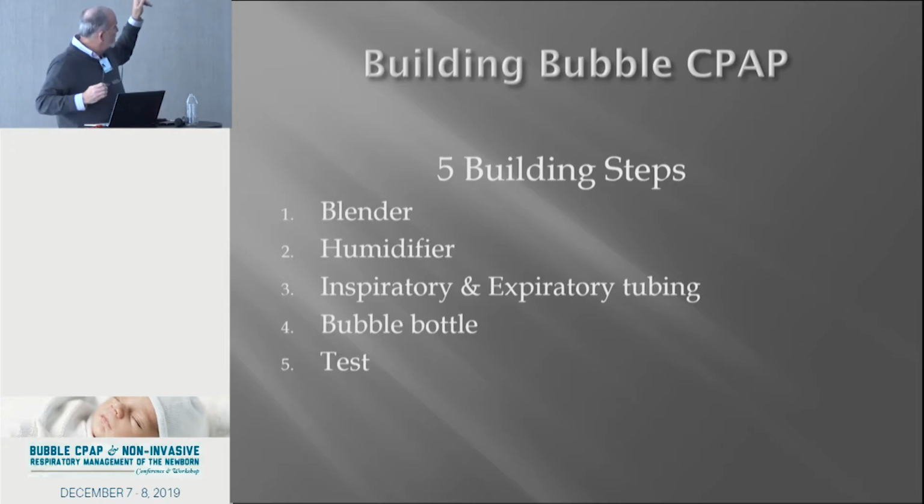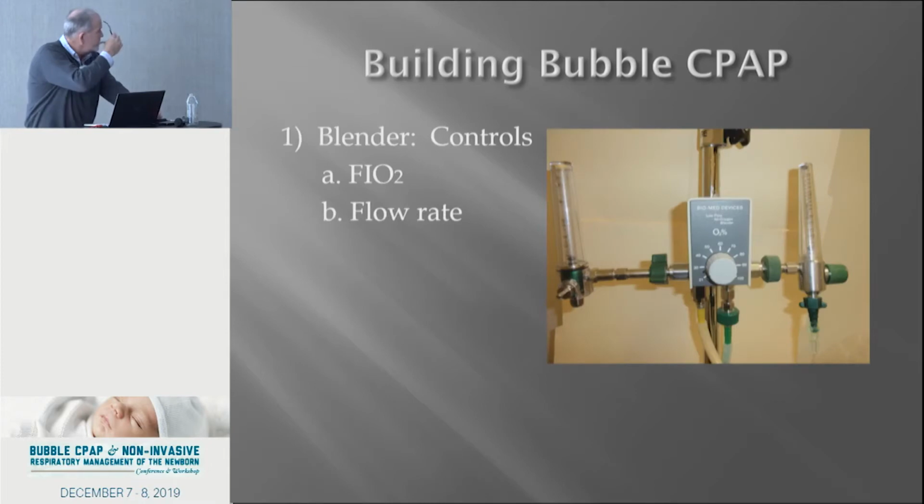So the blender to the humidifier, the inspiratory and expiratory limb, the actual building of the bubble assembly, and then testing it, okay? Start with a blender. In Dr. Wong's slides, he showed you the calculations for making a little chart for making FiO2 from a tank or without a blender. You most likely won't have to deal with that. Most likely, unless you're in a third world country, the blender provides the FiO2 and the flow. Okay.